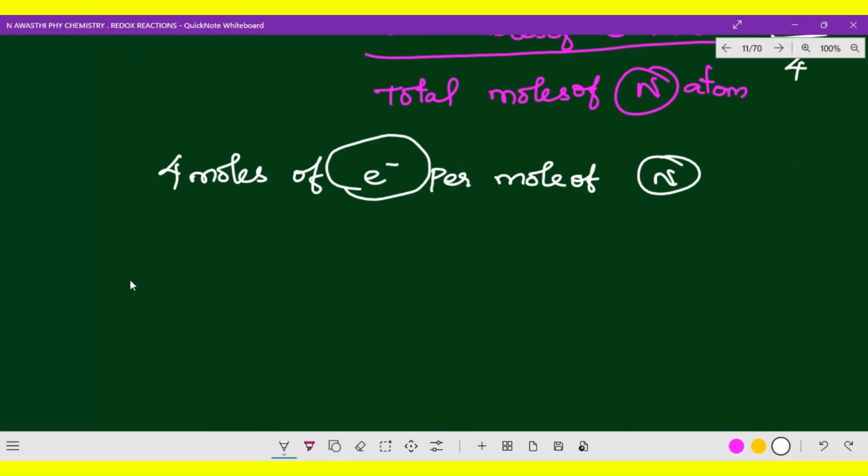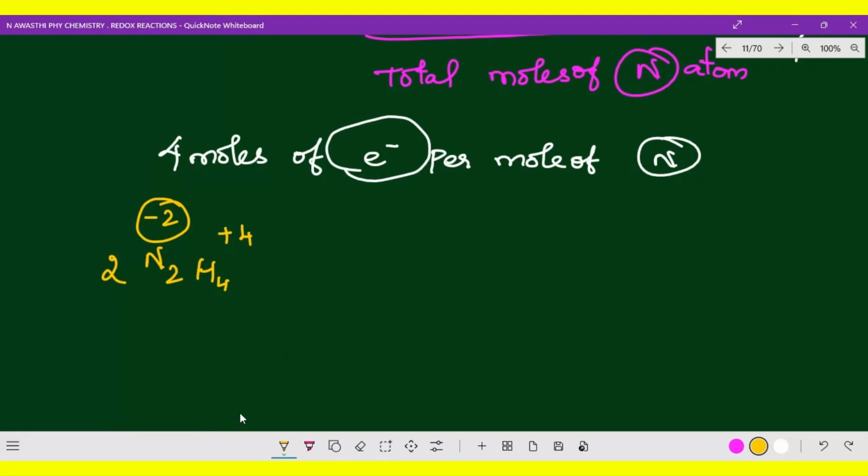Let us check. Let us find out the first point: initially, the oxidation state. In N2H4, hydrogen usually has a plus 1 oxidation state, so plus 4 in total. Here, 2 nitrogen atoms in this compound, so that means minus 4, divided by 2, gives minus 2. So each nitrogen atom has a minus 2 oxidation state.